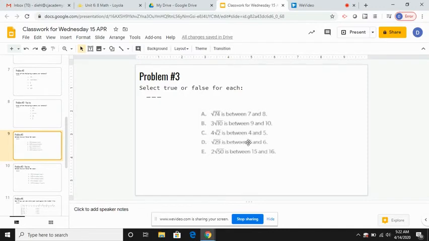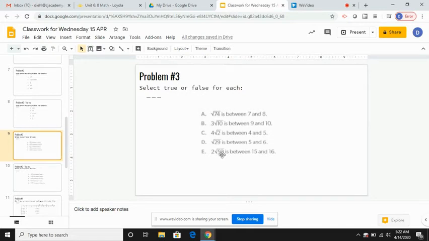The square root of 29. Well, we know the square root of 25 is 5. We know the square root of 36 is 6. And the square root of 29 is between the square root of 25 and the square root of 36. Therefore, the square root of 29 is between 5 and 6. So D is true. So far, the only ones that are true are B and D.